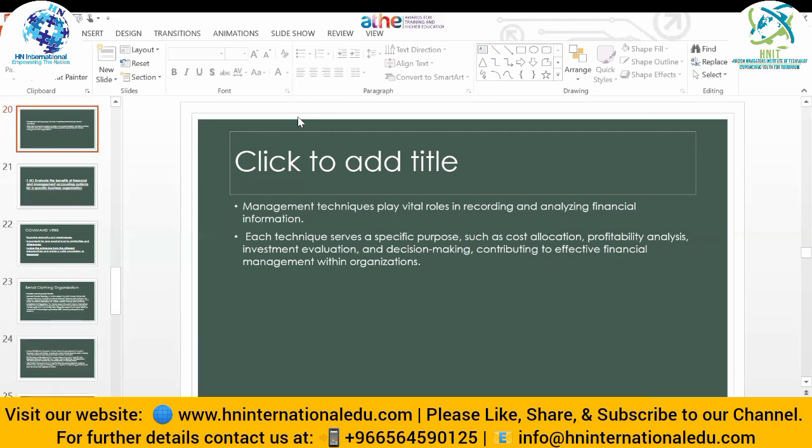I think it's the end. Management techniques play a vital role in recording and analyzing financial information. Like the financial techniques, management also has a very high level of importance in accounts. Each technique serves a specific purpose, such as cost allocation, profitability analysis, investment evaluation, and decision making, contributing to effective financial management within the organization. Without these techniques, we cannot even pursue our financial techniques as well. So these both things have to move side by side.